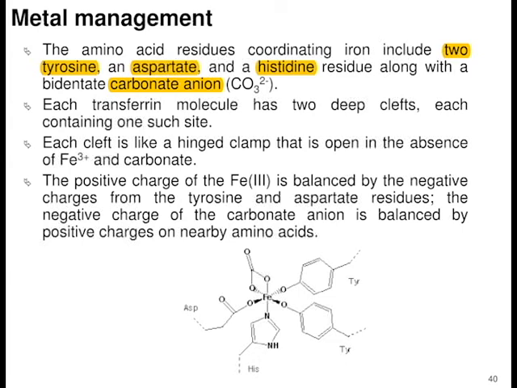Okay, so the amino acid residues containing iron include 2 tyrosine, aspartic acid, and cysteine, along with bidentate carbonate. Each transferrin molecule has 2 deep clamps, so 2 iron 3+ can be bound to 1 molecule of transferrin. Each clamp is like a hinge clamp that is open in the absence of iron, so it's open. When there's iron and carbonate, it will clamp it down.